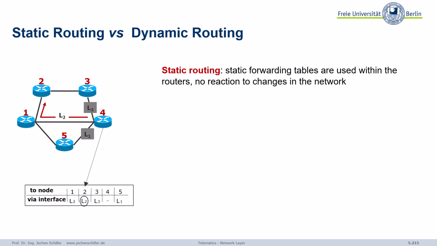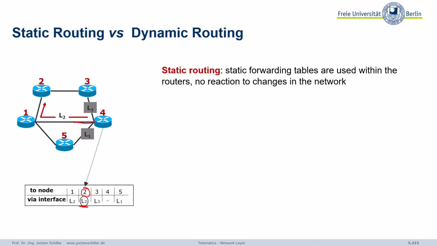There are some simple ways. Maybe you can do this in smaller networks, called static routing. In static routing, it's very simple. There's no complex routing. Following certain rules, you create your forwarding table and you use them in the routers. You configure manually: if there is a certain destination, for example in router number 4, if someone wants to send packets to node 2, then go via interface L2. So very simple.